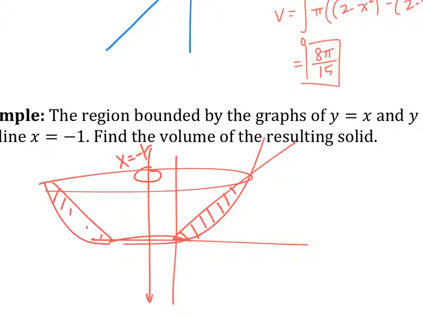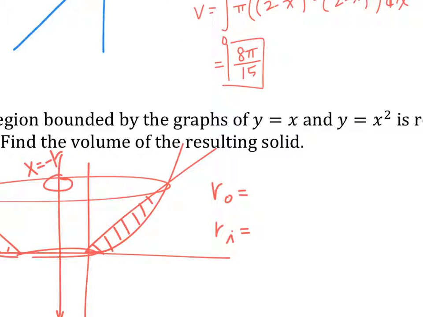Okay, so if we're going to go this way, then r are going to be in terms of y, because we're going to integrate along the y-axis, which means we have to look from right to left. That means we do need to change all our equations to x equals. So x equals y, x equals square root y. So the outside radius is square root y minus 1, so plus 1. And then our inside is going to be y minus 1, so plus 1.